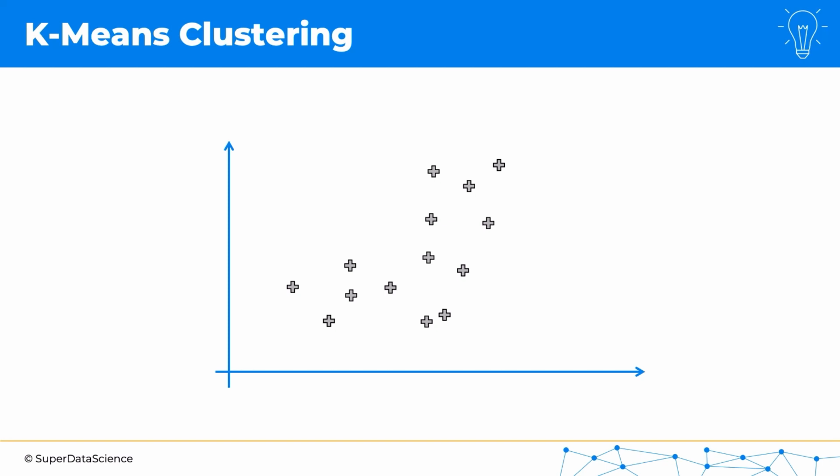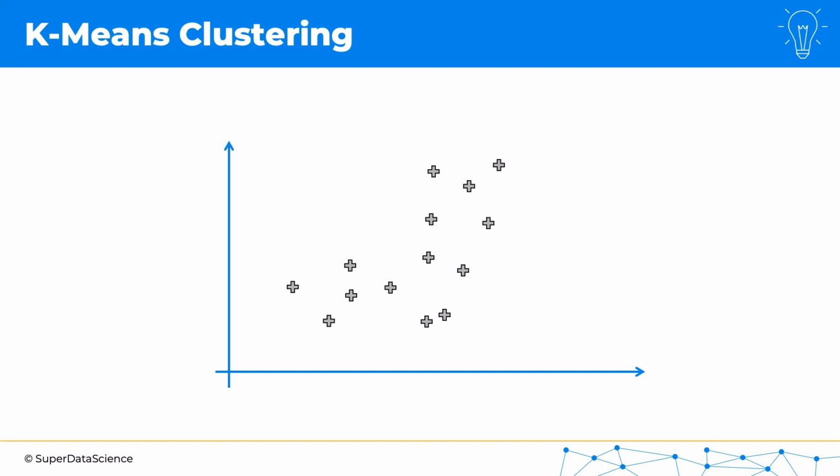So here we have a scatter plot of our data points and we want k-means clustering to create clusters. So we don't have any classes or categories in advance. We don't have any training data. We just have this data and we want to create the clusters. So how does it work?